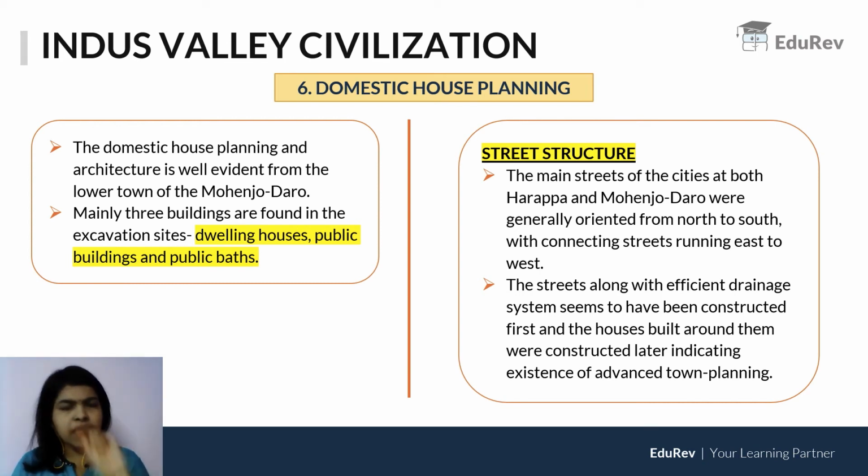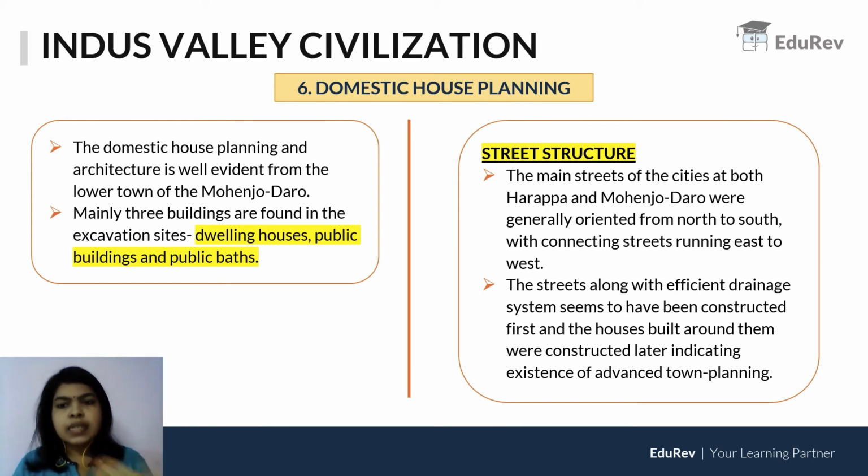This is very, very important. The streets are actually connected at right angles to one another. The streets are aligned or generally oriented from north to the south, with the connecting streets connecting them from east and west. The main streets are connected mainly from north to south, which are actually quite wider in their nature.